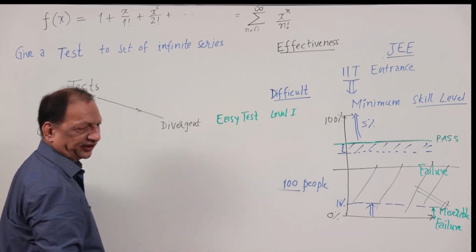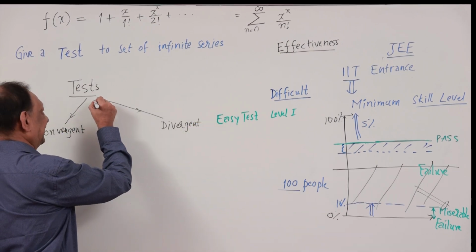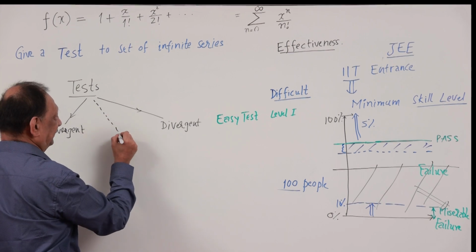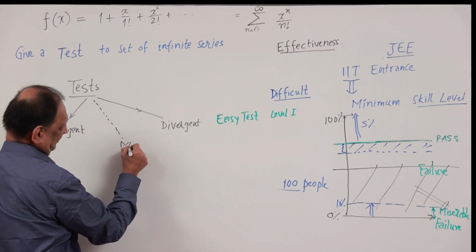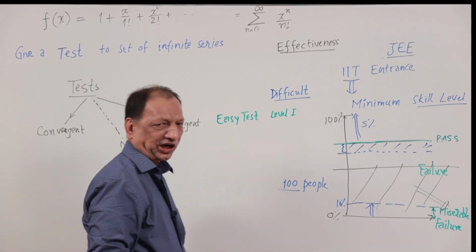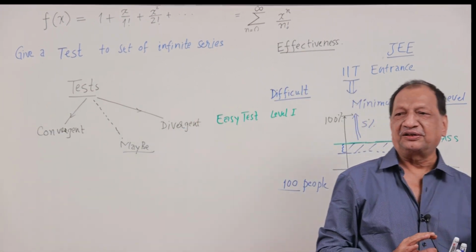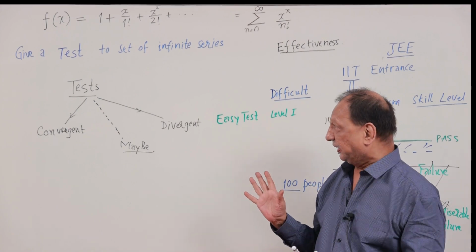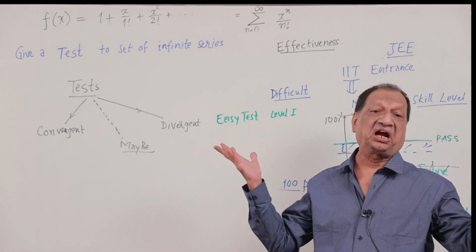That is a miserable failure case. But then, unfortunately, they also have an in-between fellow, which is maybe, we don't know, maybe cases. These are the borderline cases. So that test is not conclusive. We cannot say, is it convergent, not convergent, we can't say.